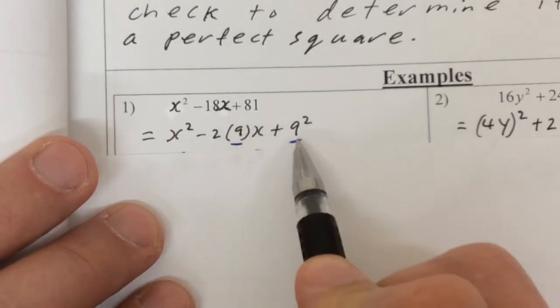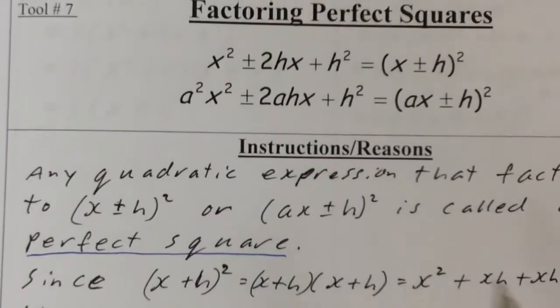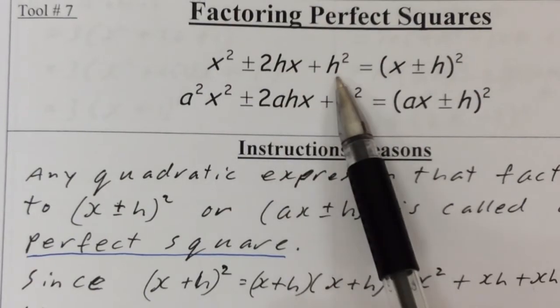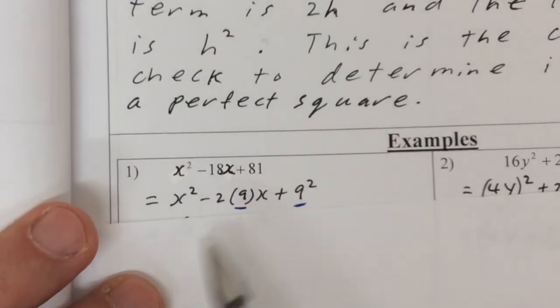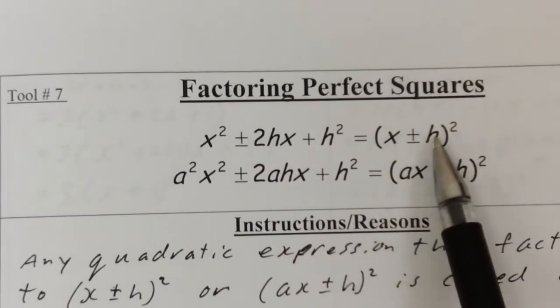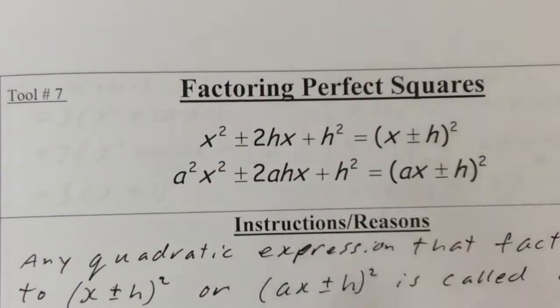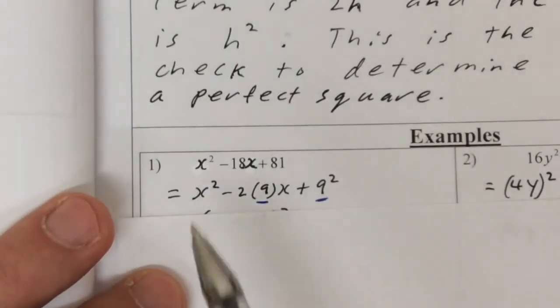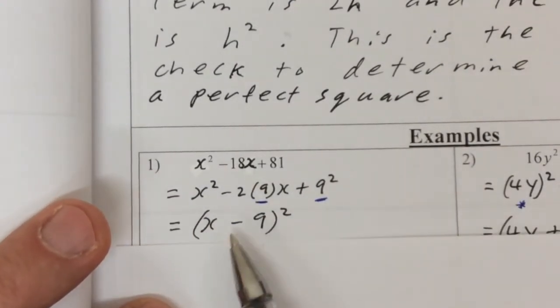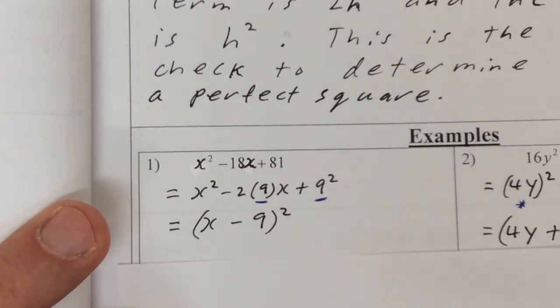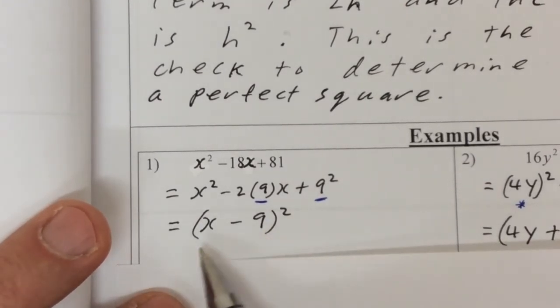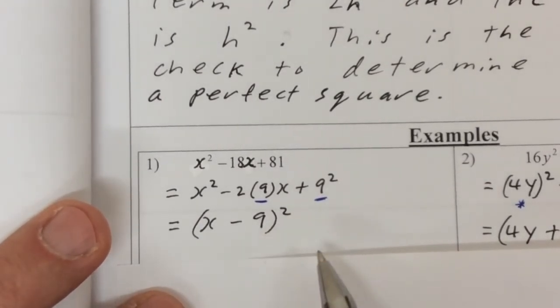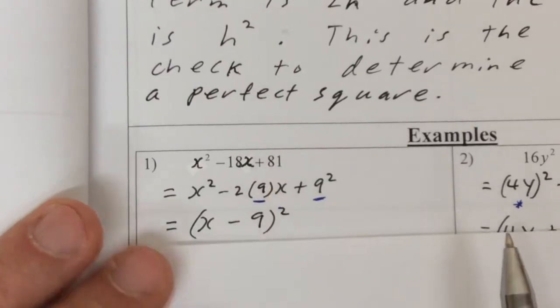So h is the 9. Like we had up here, the h is 9 in this case. Because we have that, this factors to x plus or minus h all squared. Because there's a minus here, we're going to put minus there. Now you can check that by expanding that out. So x minus 9 times x minus 9. Check to see if it gives you that.